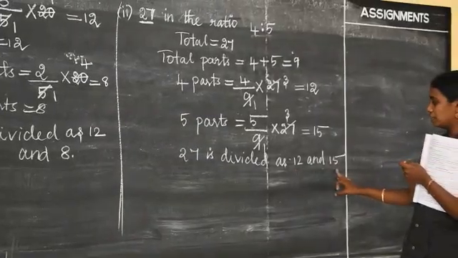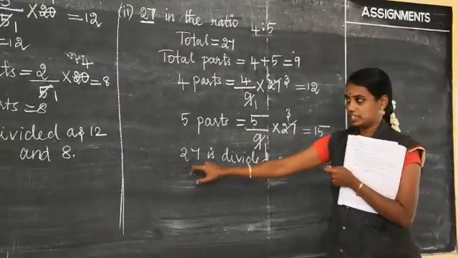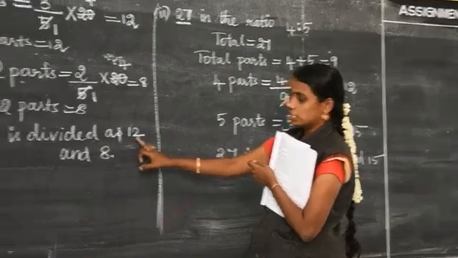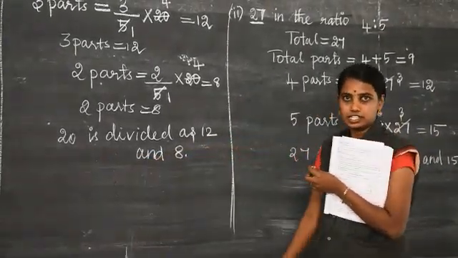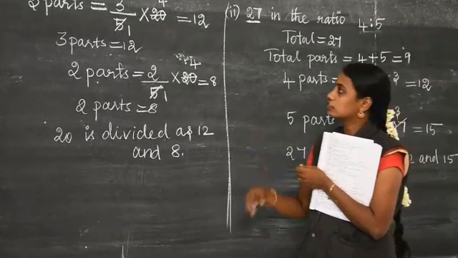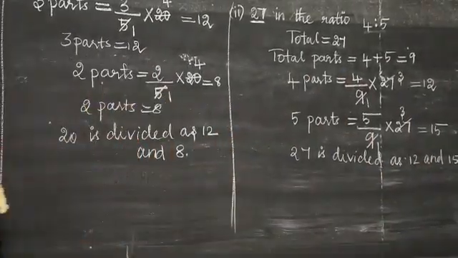You can cross verify your answers by adding these two numbers. If you add 12 and 15, you will get 27. Likewise, only this question also, if you add 12 and 8, you will get 20. So your answer is correct. Okay, clear? We can go for the option 3, same method.